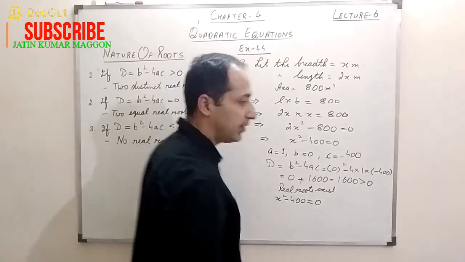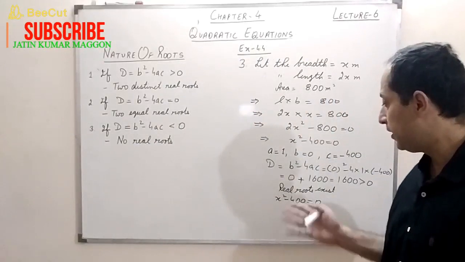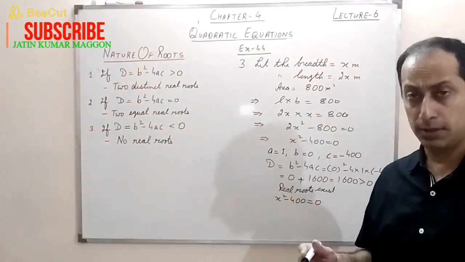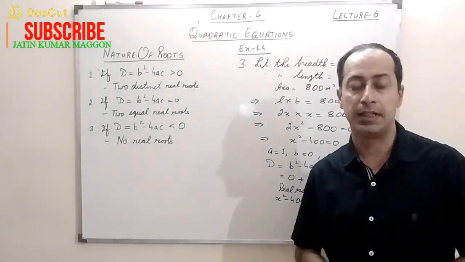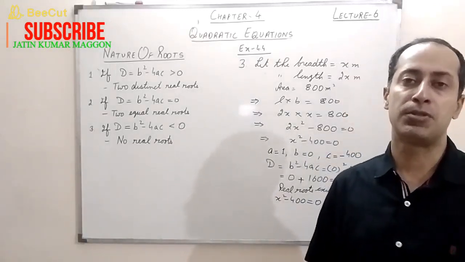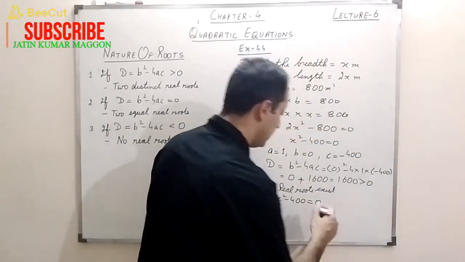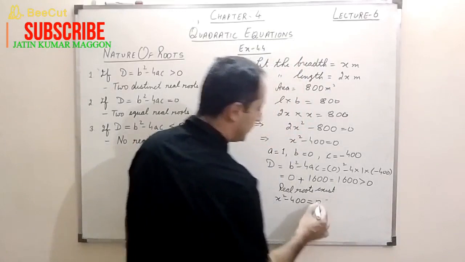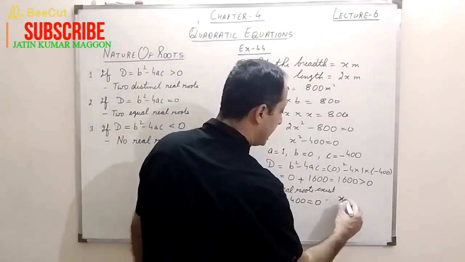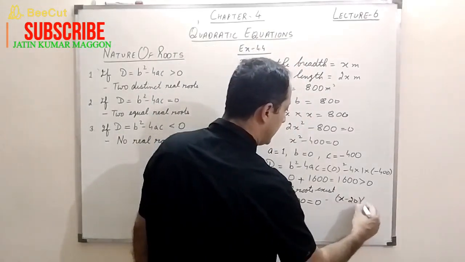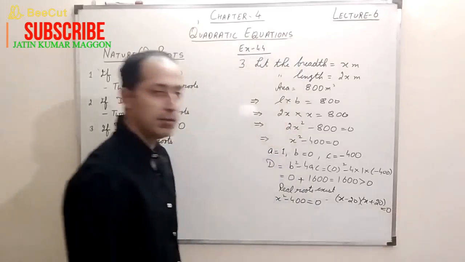Now it's your choice after this. If you have found the discriminant, you can apply the quadratic formula also to find out the roots of this equation, or you can simply go for the factorization using the relation a square minus b square equals to a plus b into a minus b. So I am directly applying the relation. Therefore, this 400 is square of 20, so I can write it as x minus 20 into x plus 20 equals to 0.